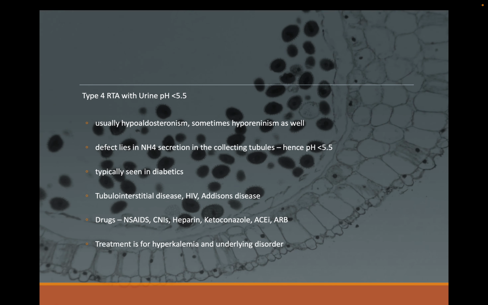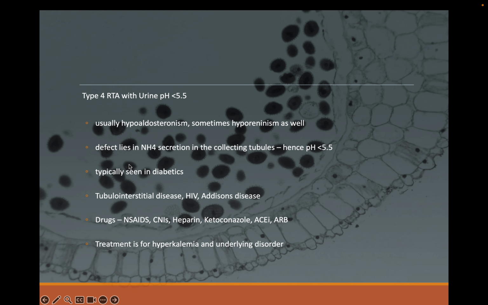Type 4 RTA is where hyperkalemia with acidosis is seen. It is generally seen in diabetes when they are given drugs like NSAIDs, calcineurin inhibitors or heparin, or in some CKDs or Addison's disease. In this, hyperkalemia is there. Hyperkalemia with metabolic acidosis where urine pH is less than 5.5 is seen mostly in diabetics.